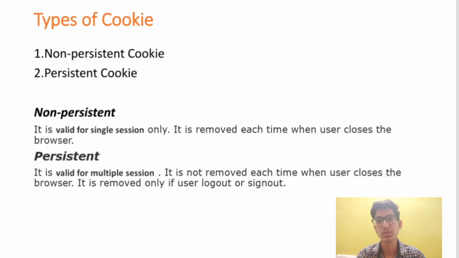Basically there are two types of cookies. First one is persistent cookies and second one is non-persistent cookies. The persistent cookies is valid for single session only, whereas non-persistent cookies is valid for multiple sessions. In persistent cookie, it is removed only when the user closes the browser, whereas non-persistent cookie, it is removed when the user signs out or logs out.